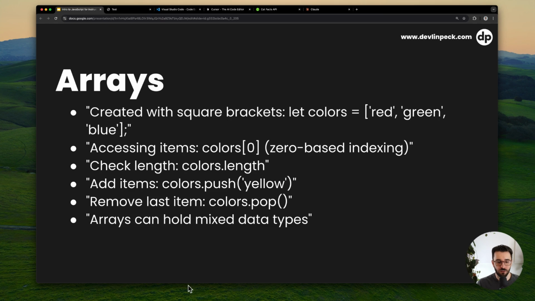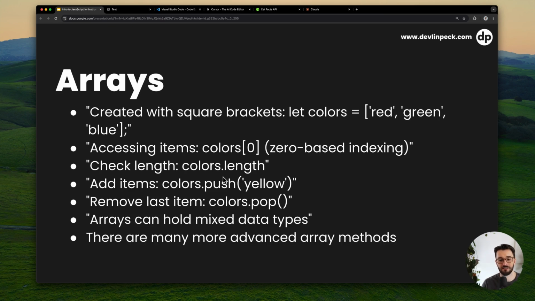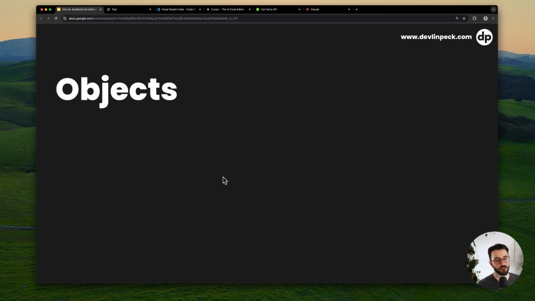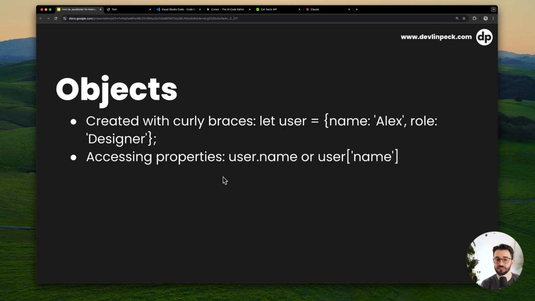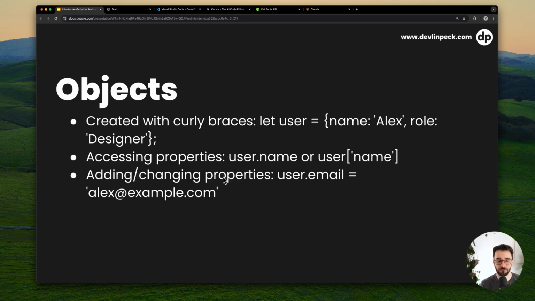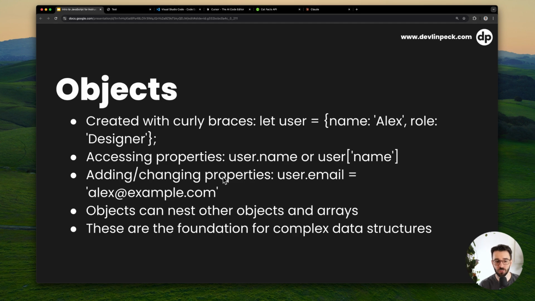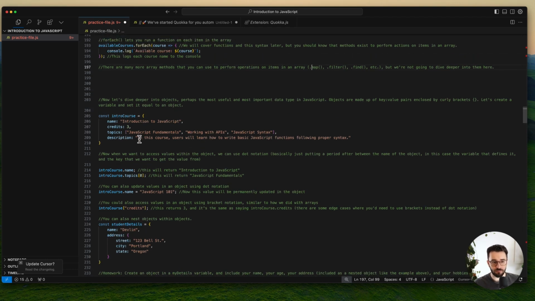All right, so next up we have objects. Now, objects are great. Objects are what make JavaScript so powerful. Objects are created with curly braces, so not the square brackets, but the curly braces. Again, they're those key value pairs, and then we can access the properties quite easily. I'm just going to pull this all up as a quick reference, and then we're going to dive into the practice file.